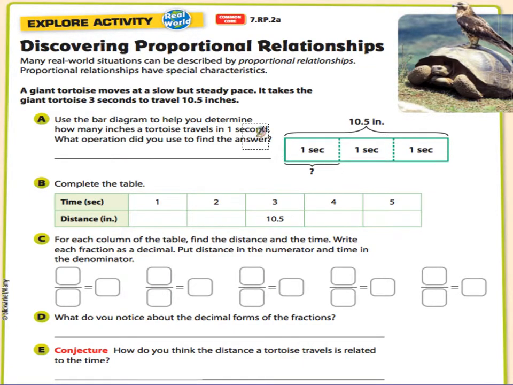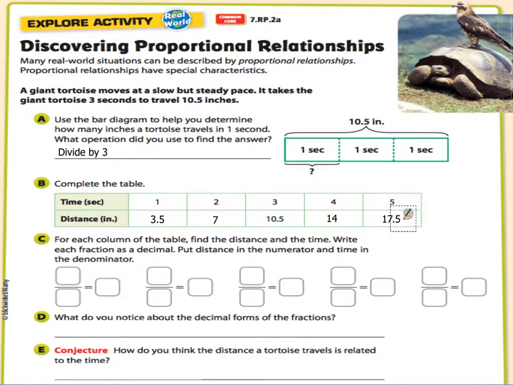All right, so then I'm going to look at this and see what operation I used to find how far he goes in 1 second. Well, I know that I'm going to divide by 3 to find that answer. So then I can put those answers into my table. When I divide that by 3, I get that in 1 second, he goes 3.5 inches. So then in 2 seconds, he will go 7. And then in 4 seconds, he will go 14 inches. And then in 5 seconds, he will go 17.5 inches.